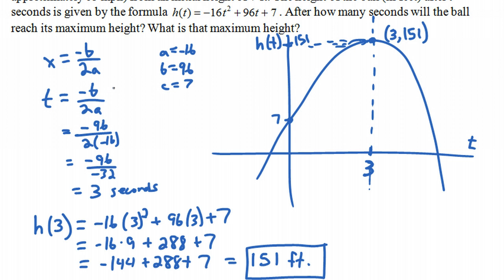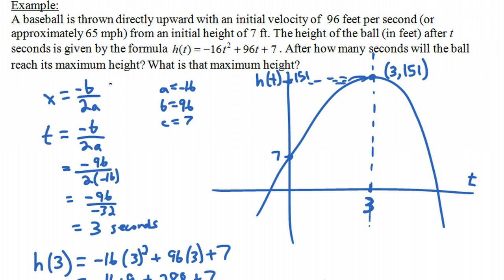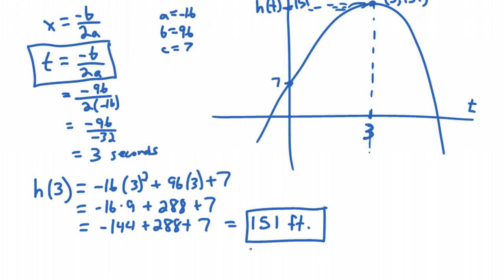So we've answered both of these questions: after how many seconds will the ball reach its maximum height, and what is the maximum height? The way we did that was we used the formula for the axis of symmetry, and once we found the axis of symmetry, we were able to find the vertex.